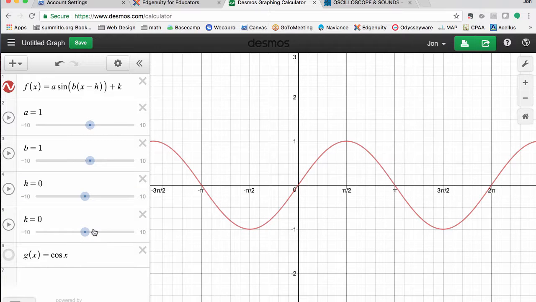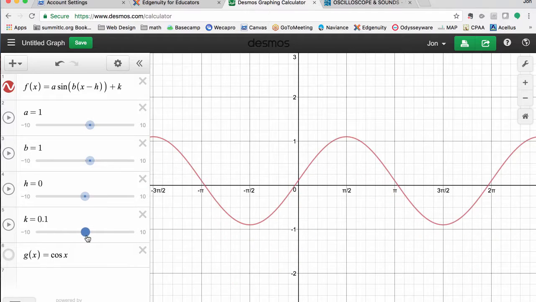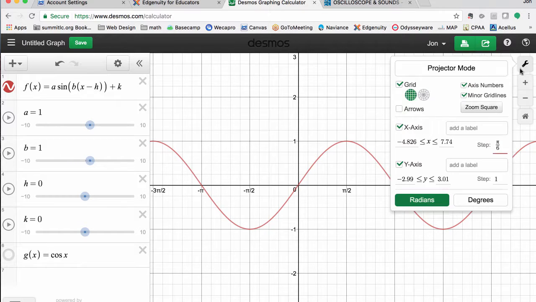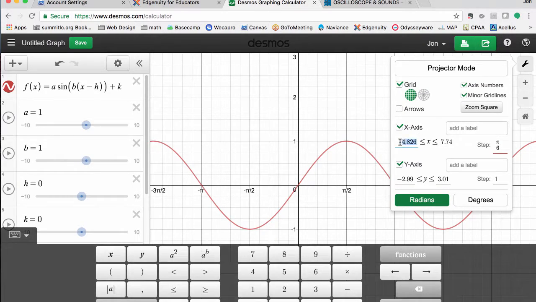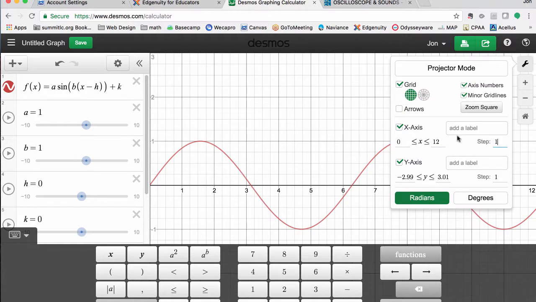And ultimately, if I shift it up or down, we can just add or subtract a k. So you can see that right there. All right, so how is k useful? Well, if we're modeling something like weather, let's play around with the weather, right? So we have 12 months. So I'm going to say, all right, let's go for x-axis. We're going to start at 0 and go to 12. We're going to go step by 1.